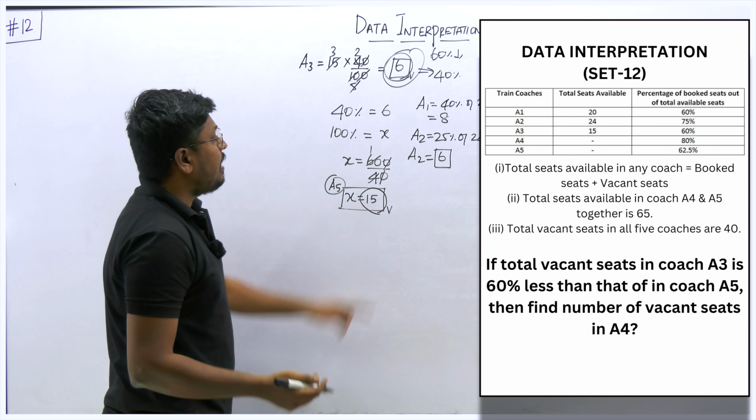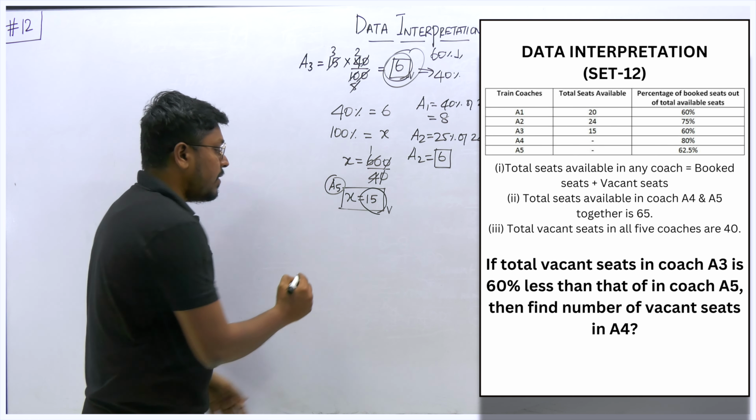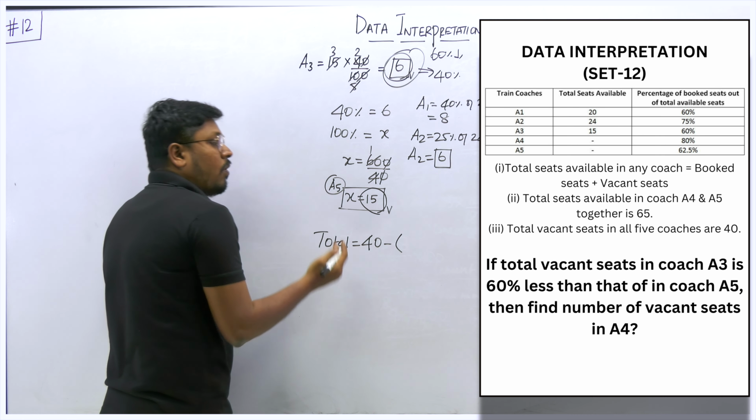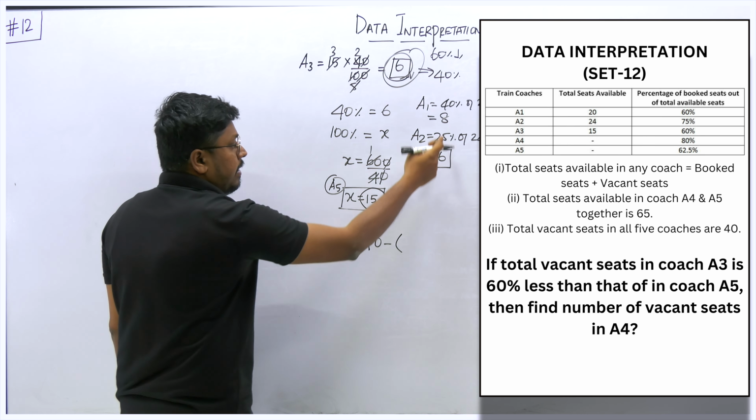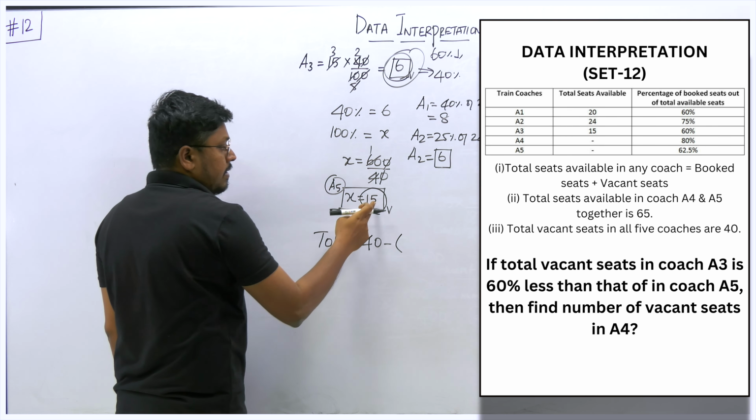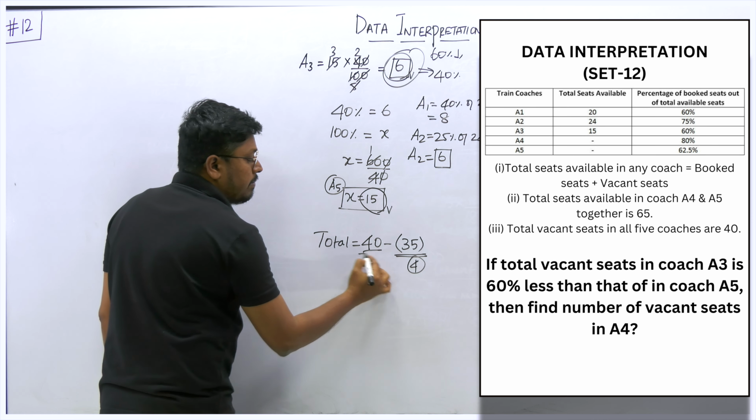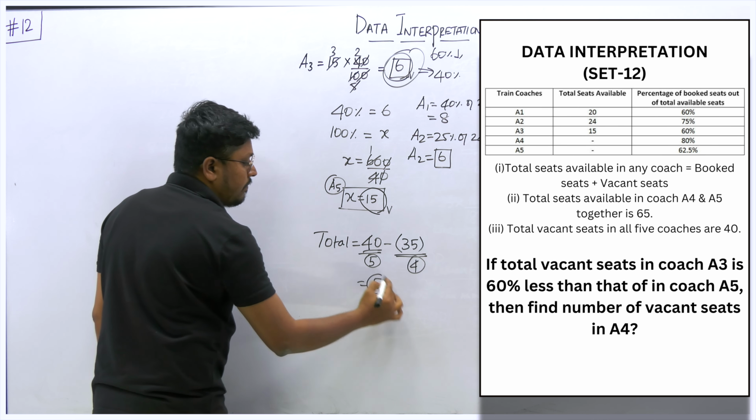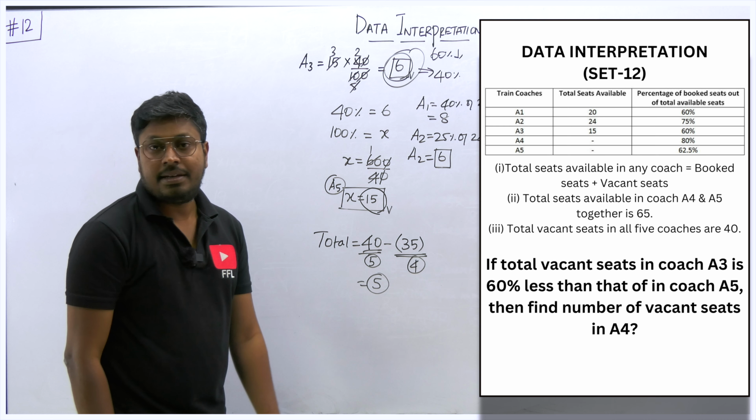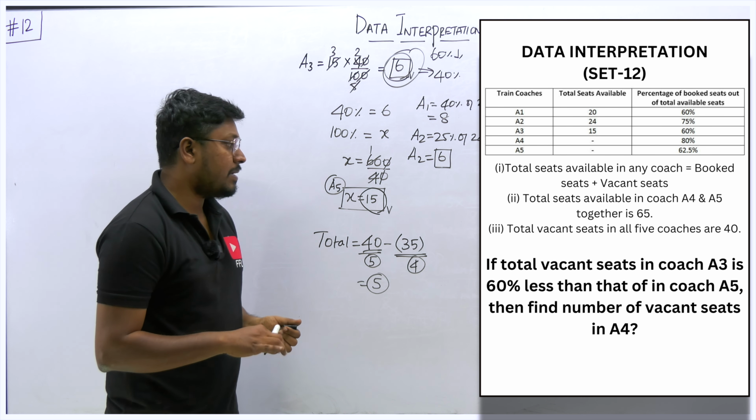So I think we found A1, A2, A3, A5. Only A4 is remaining. That is also very easy because we know that the total vacant seat of all the 5 coaches is 40. So minus all the remaining, right? So A1 is how much? 8. A2 is how much? 6. A3 is how much? 6. 6 plus 6 is 12. 12 plus 8 will be 20. Plus 15 will be 35. So this will be the 4 coaches. This will be all 5 coaches vacant. So remaining will be 5. So which means the coach A4, our target is to find the number of vacant seats in A4. So A4, the vacant seat will be 5. That will be the answer for this question, right?